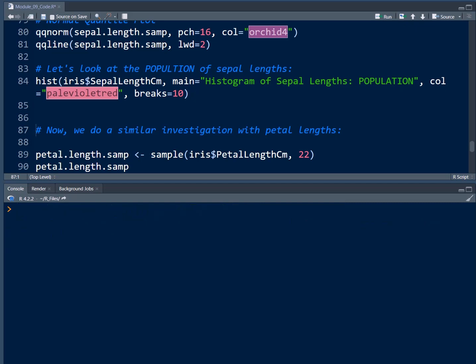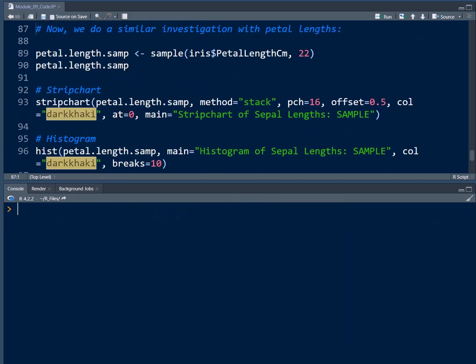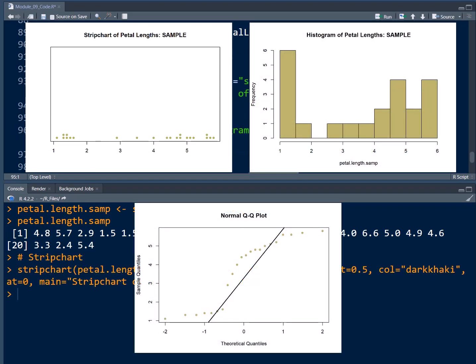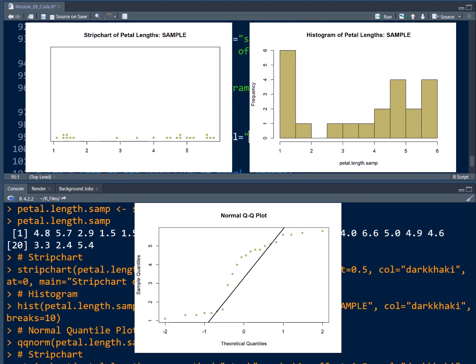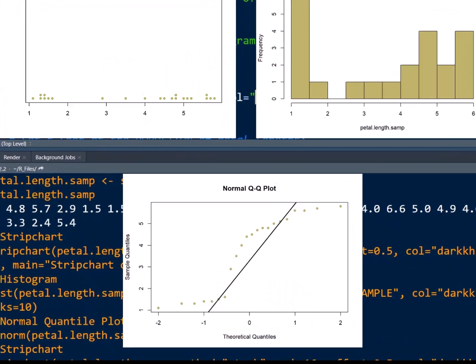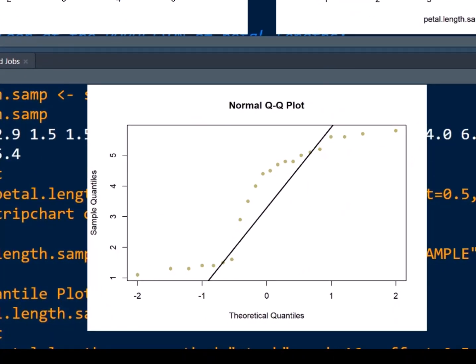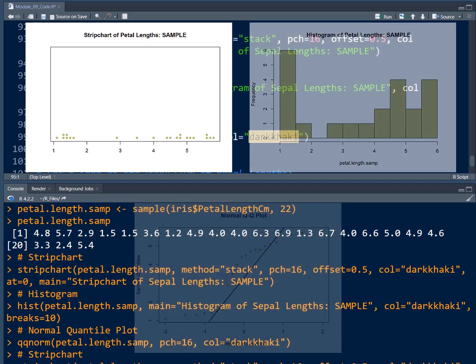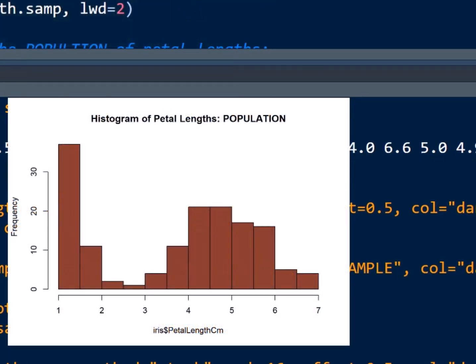Let's do a similar investigation with iris petal lengths. We take a sample of petal lengths. And then we'll create a strip chart, histogram, and a normal quantile plot. Now in each of these plots, we can see elements that call into question the assumption of normality. Skewness and possible multiple modes seem visible in the strip chart and histogram. In the normal quantile plot, note how the points differ quite a bit from the line. In this case, it seems likely that the population of petal lengths is not normal. We can confirm this by observing the entire population of petal lengths.